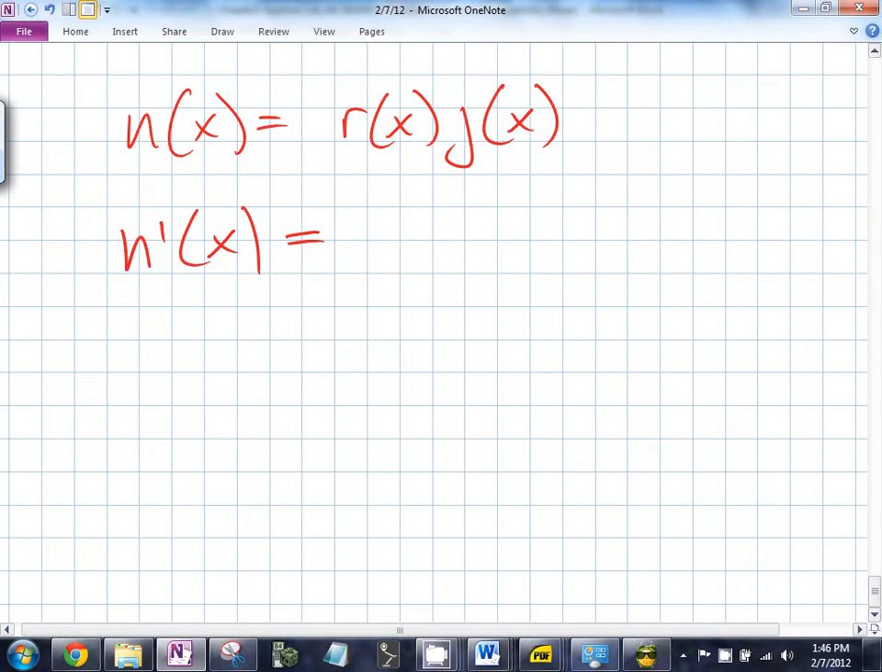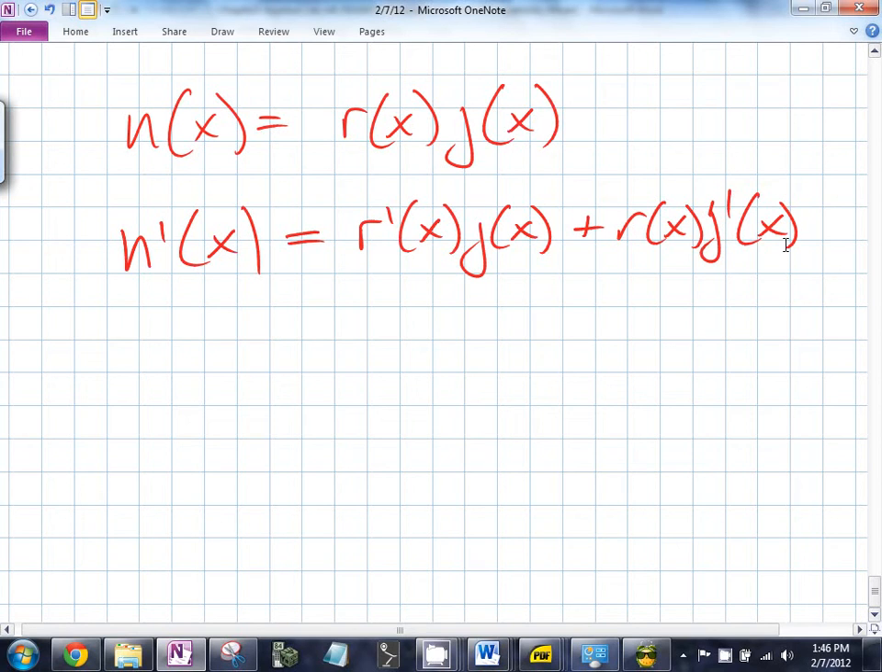R prime times j prime. Plus Rx times the j prime. Correct, done. Do you ever do the derivative of both and multiply them? No, that's the first thing I showed you.